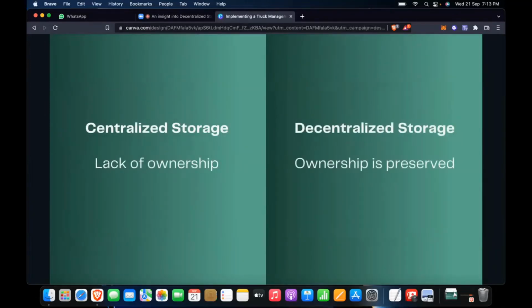In centralized storage, you lack the ownership of your data. So if you have stored your information on a centralized server, whosoever owns that server owns your data. But on decentralized storage, only you are the owner of your data. It is being stored on different nodes, but no one is able to decrypt it except you. So you are the sole owner of your data and the ownership is preserved, which is like a fundamental right of any web user.